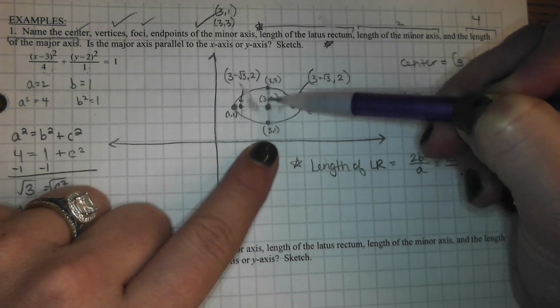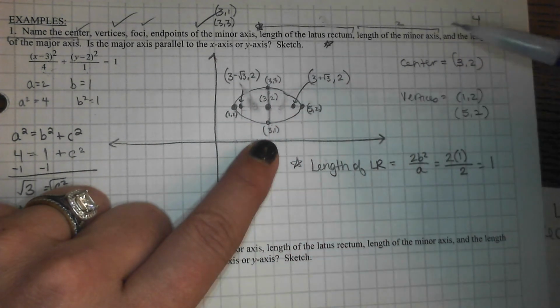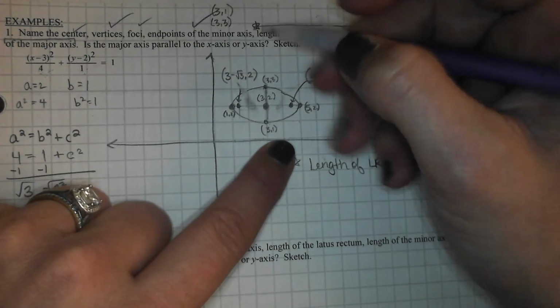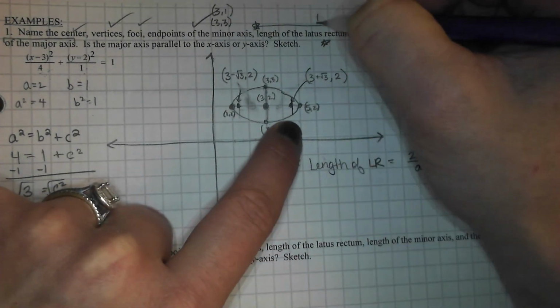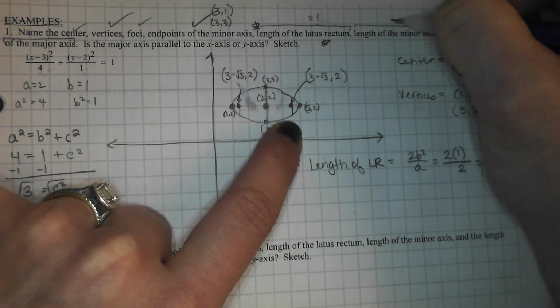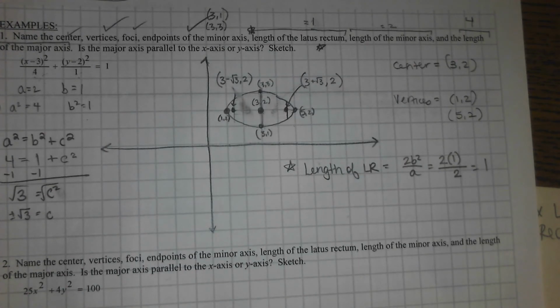So the length of the minor axis is 2 units. I mean, we could count that out, and usually you will be able to count that out. But the length of the latus rectum is shorter, and we just calculated down below, actually equals 1. Okay?